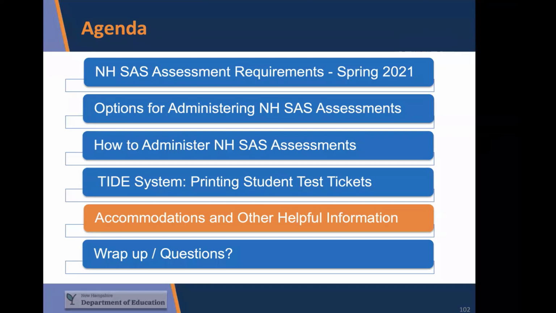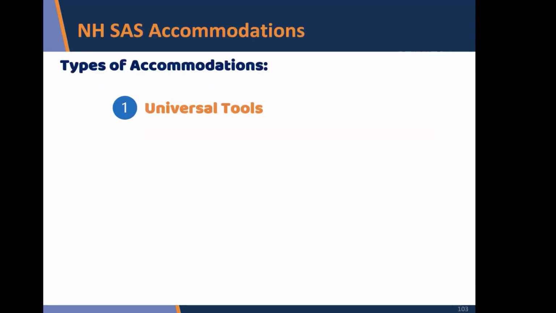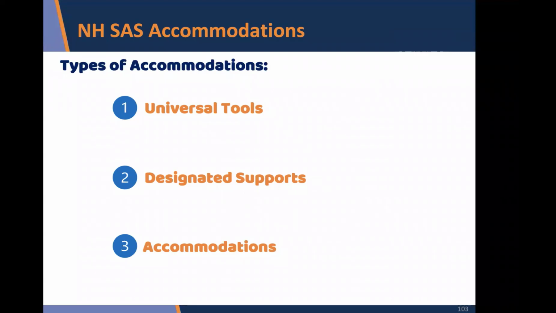All right. So for this next session, we had some feedback about people wanting to know a little bit about accommodations. So I wanted to put in some general information about accommodations so that you could know what's available and the types of accommodations there are. The first thing is there are 3 types of accommodations: universal tools, designated supports, and actual accommodations.